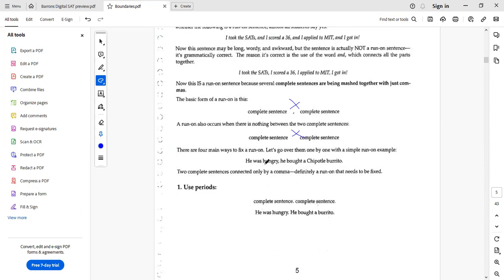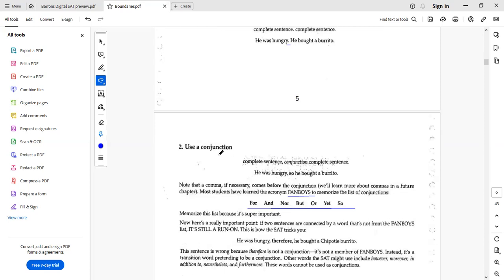Like this one. He was hungry, independent. He bought a Chipotle burrito, independent. You put a comma, it's wrong. You have to use one of these four. Use a period: he was hungry, full stop. He bought a burrito. Or use comma, fanboys. So now he used comma, so, from the fanboys.